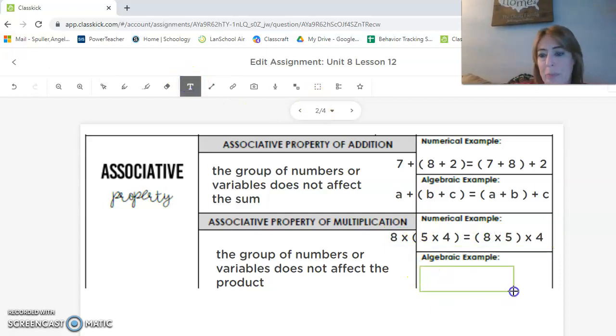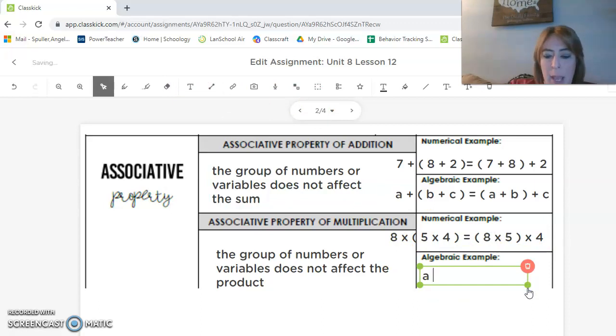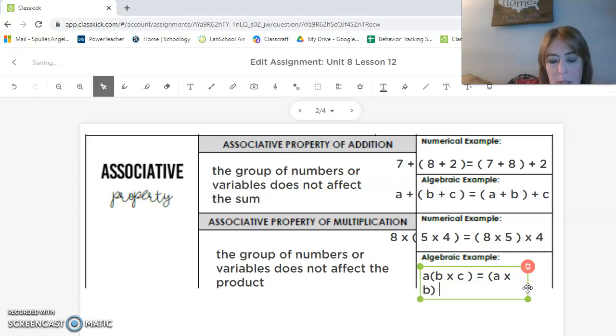Here's an example. I'm going to go like this because otherwise if I put a multiplication or an X for the multiplication sign, you're going to think that I want to have another variable. So A times B times C is the same as saying A times B times C with different grouping, okay?